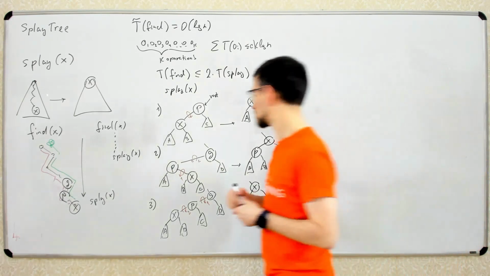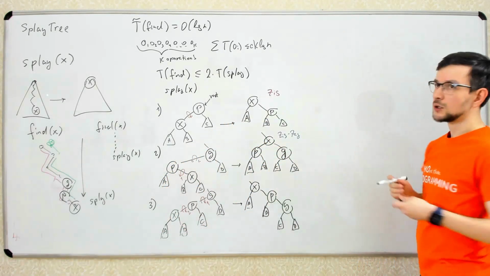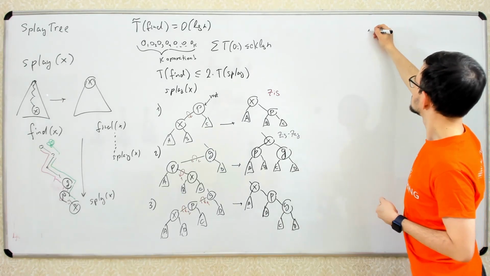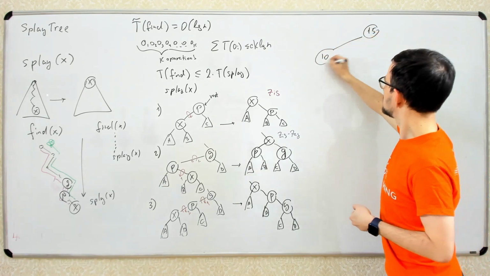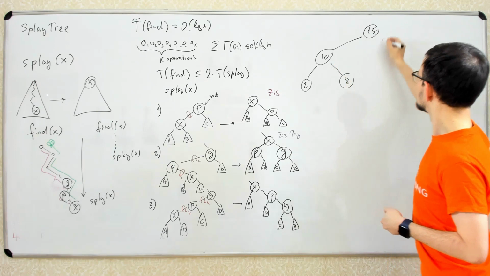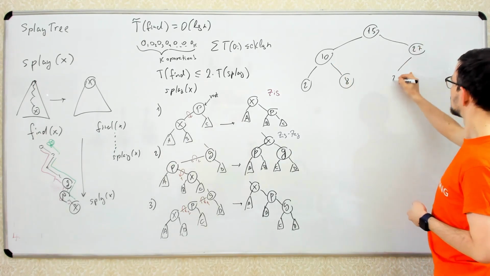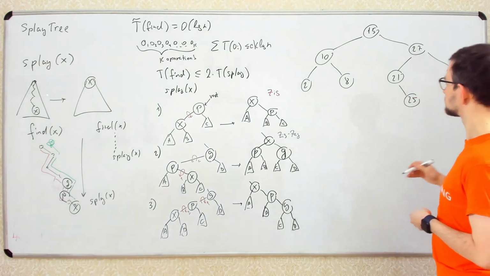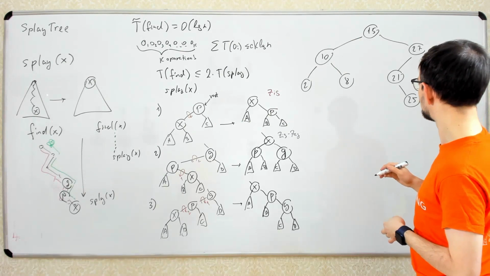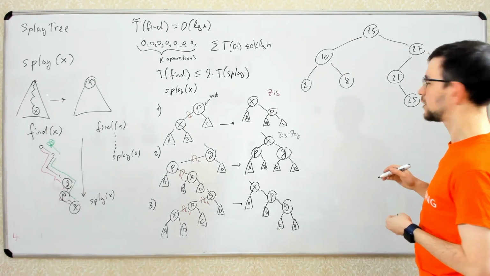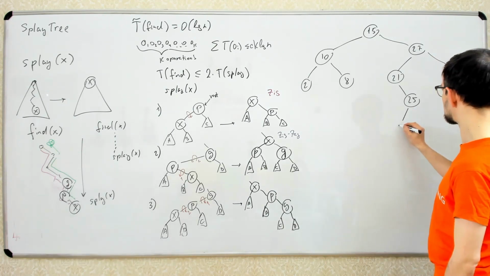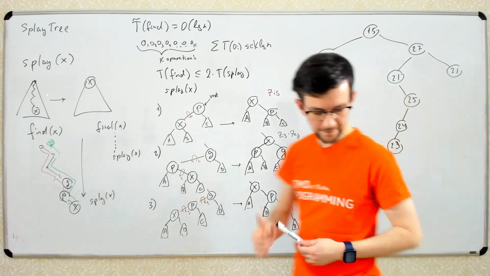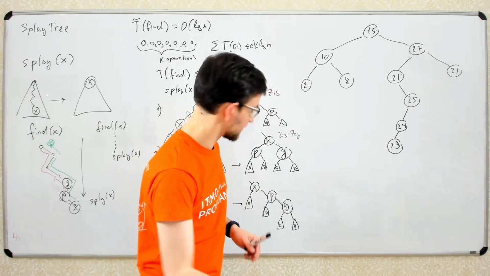Yeah? So let's make some example here. Let's have some big example. And it's because of 15 here, let's make 10 here, let's make something. Do we need two more operations? Let's make two more. Let's make 24 here and 23 here. Yeah, this whole zigzag. Yeah, right.